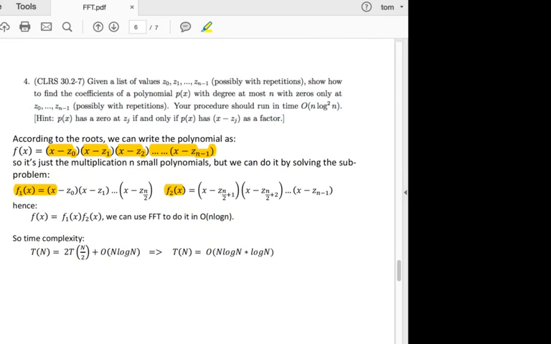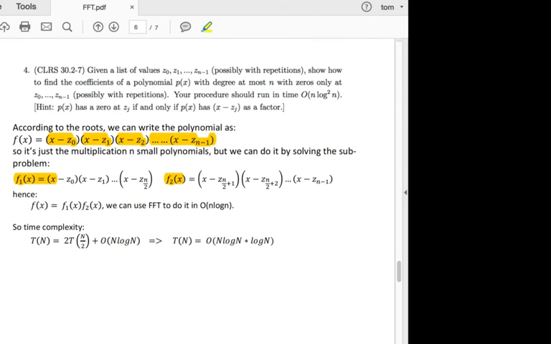It's simple. I think in the exam, the problem will be more difficult than this one.